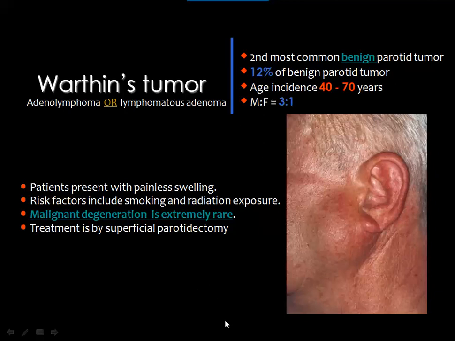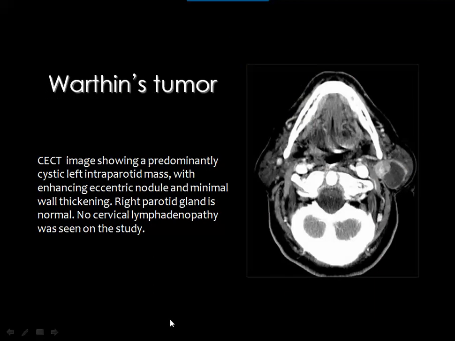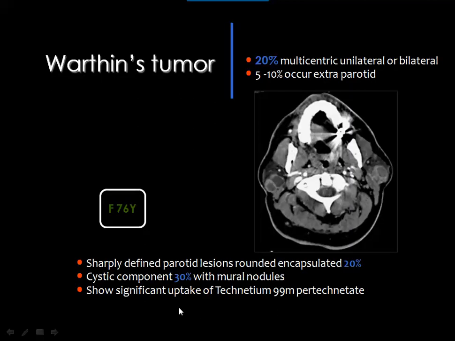This lesion is a painless swelling in the region of the parotid gland, and it usually appears cystic or may have a cystic component. And this is a typical example of Warthin tumor. You see a solid part and a cystic part in the superficial lobe of the left parotid gland.